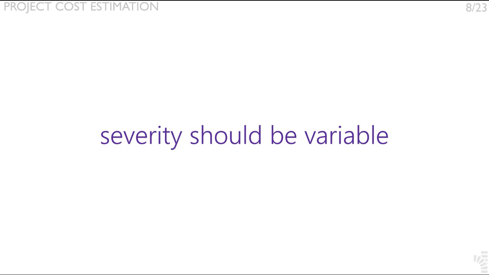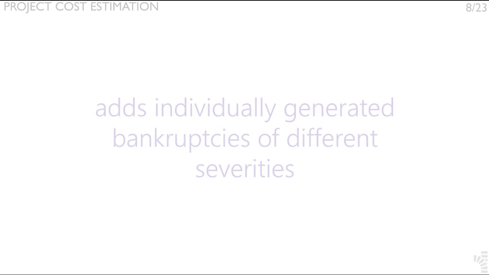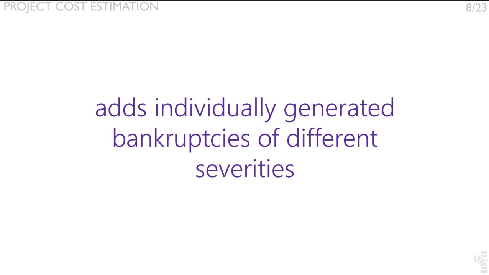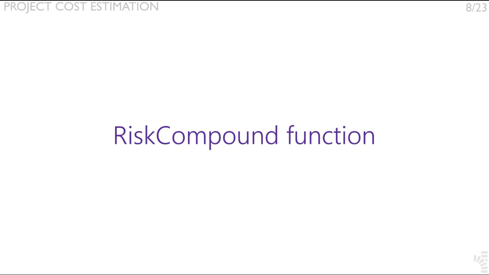Convolution is something else. It goes beyond multiplication. It is not simply multiplying number of bankruptcies times a fixed severity. It goes by adding individually generated bankruptcies by the binomial distribution of different severities at each iteration level. Convolution is implemented in @RISK with the compound function.